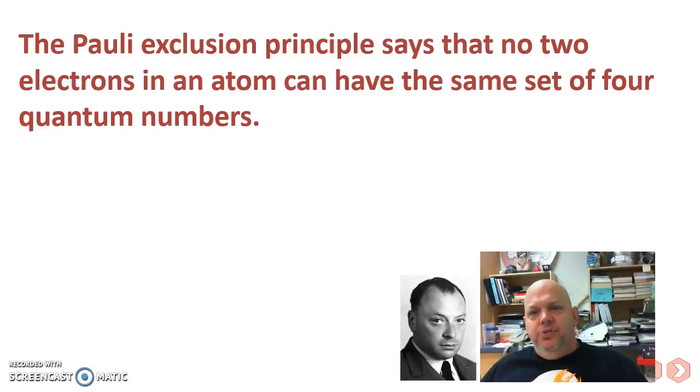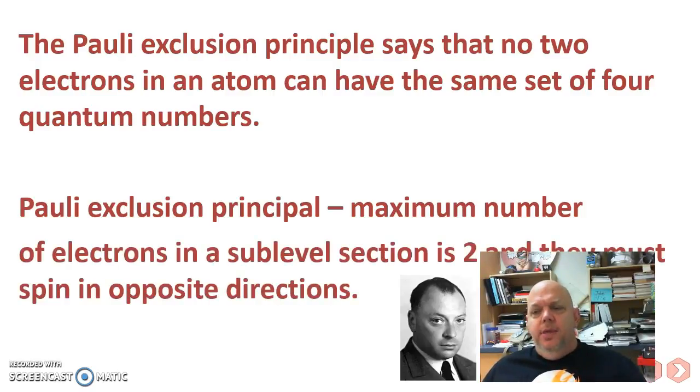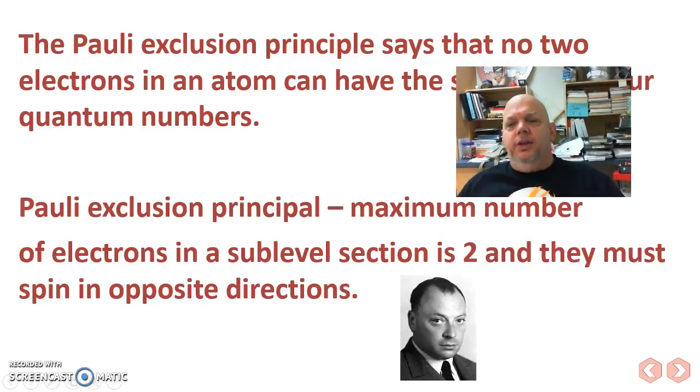But he did come up with an idea. And the idea was this. The Pauli exclusion principle says that no 2 electrons in an atom can have the same set of 4 quantum numbers. Whoa. What are we talking about here? Here's the idea. You can't have 2 electrons occupy the same level, the same sublevel, the same spatial orientation, and be in the exact same spot at the same time.